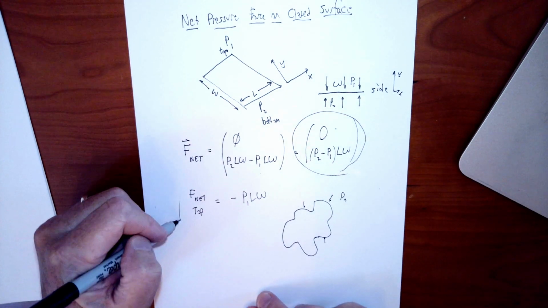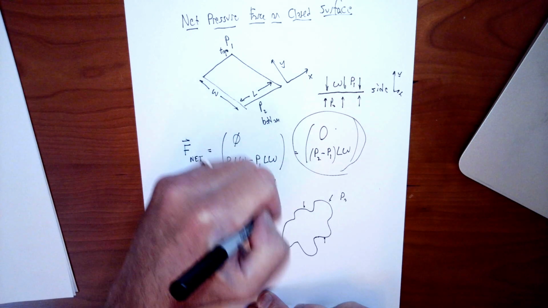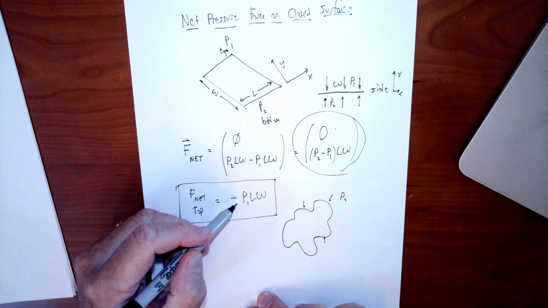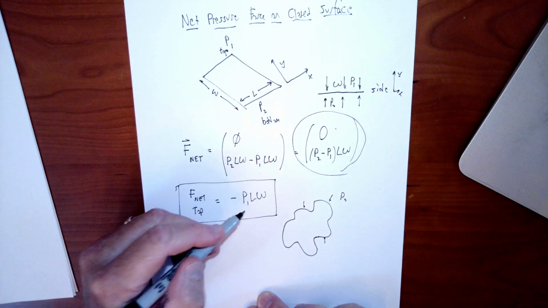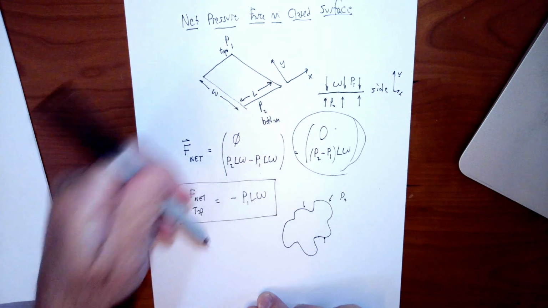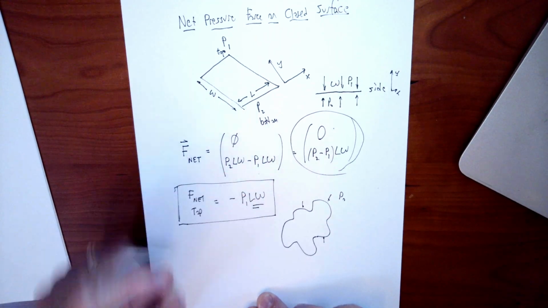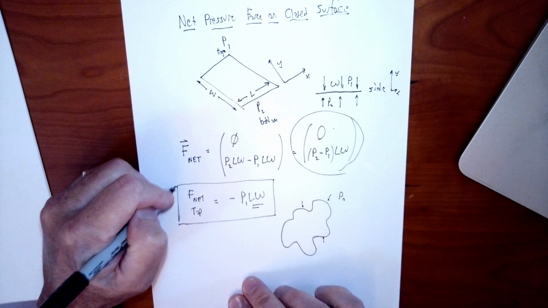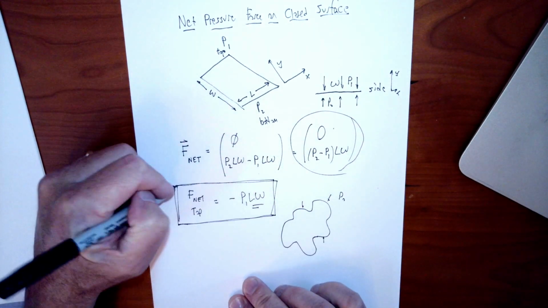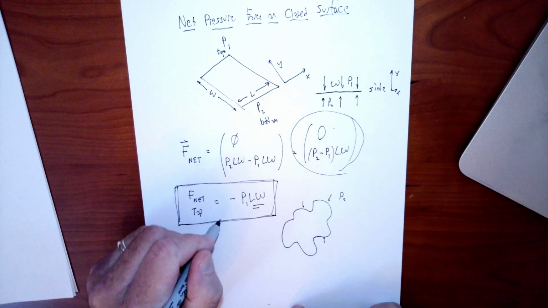If we were to look only at the net force on the top half of the wing, it would be minus P1 L times W. That is the pressure force on the top of the wing acting downward, pushing down on the top of the wing, whose area is L times W. So this is the key result. We're going to look at a lot of different top shapes now and see how this changes.